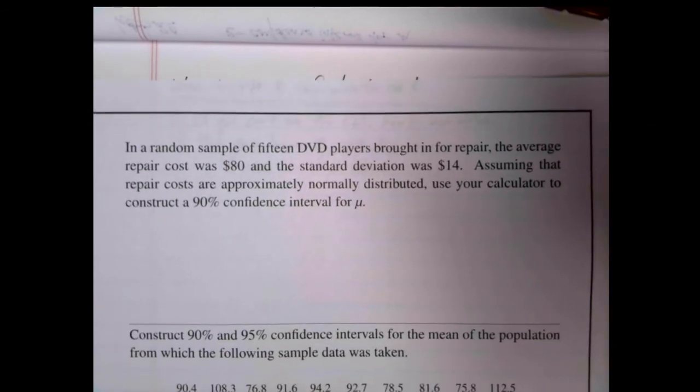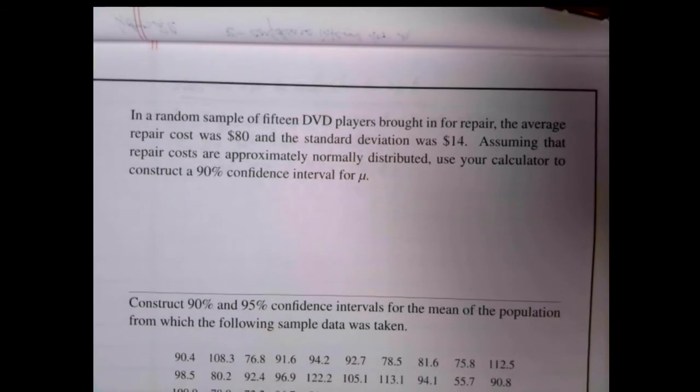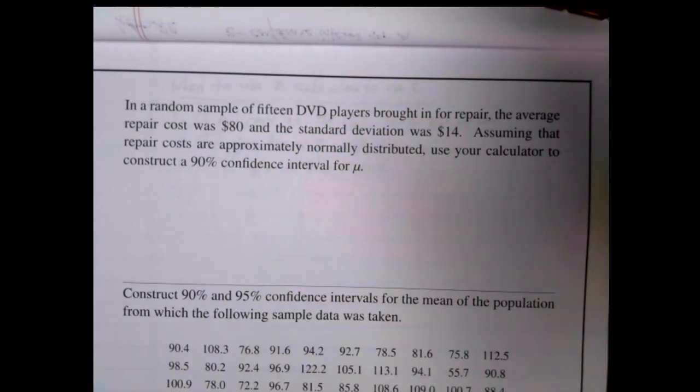So, in a random sample of 15 DVD players brought in for repair, the average repair cost was $80 and the standard deviation was $14. Assuming that repair costs are approximately normally distributed, use your calculator to construct a 90% confidence interval for mu.